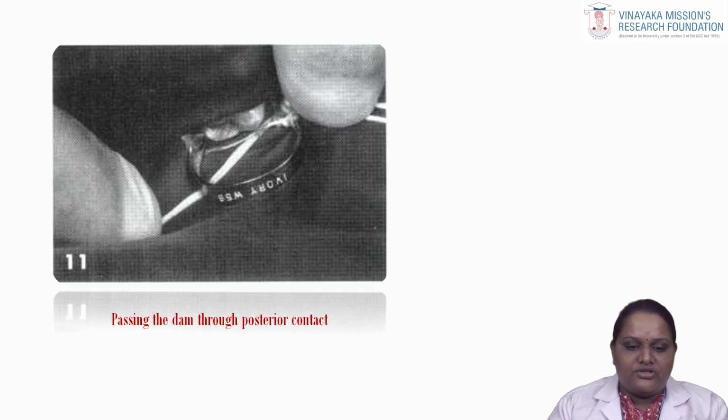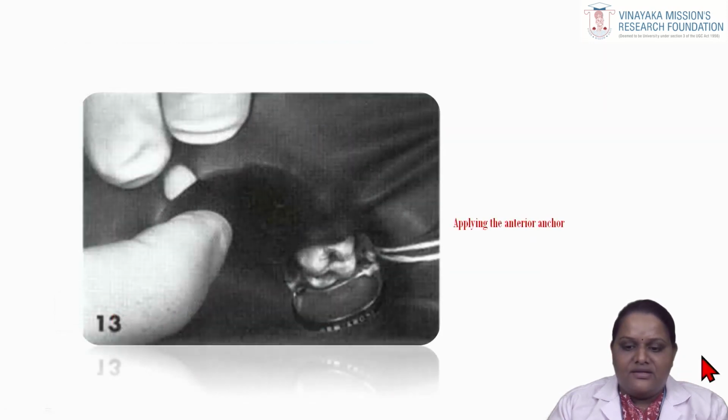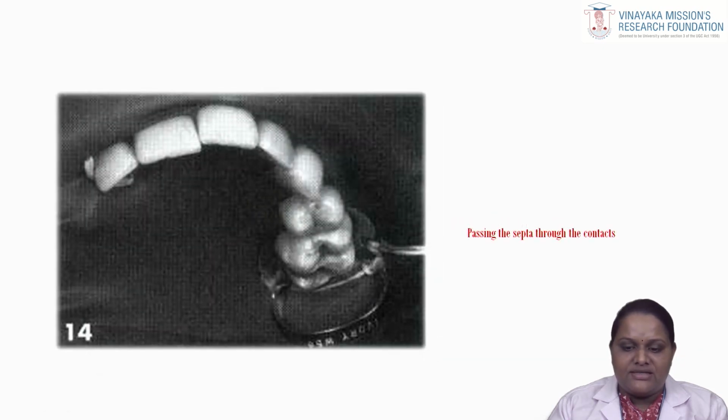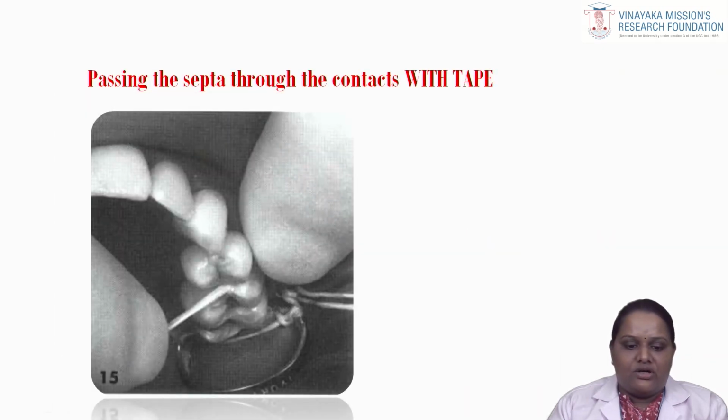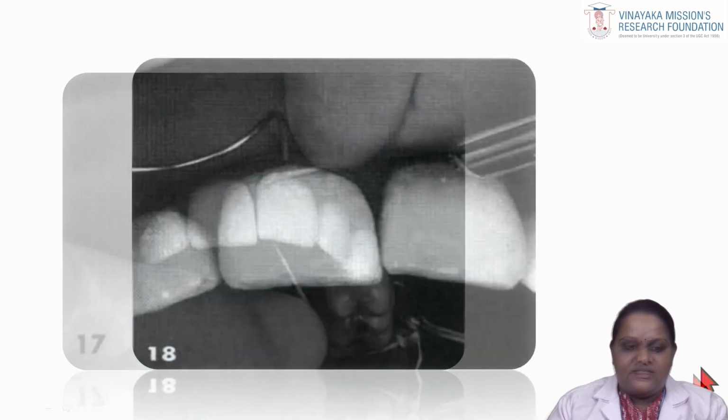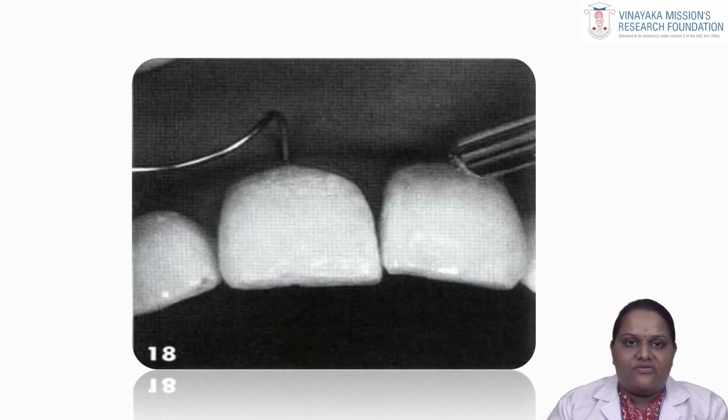Passing the dam through the posterior contact, then applying the anterior anchor, passing the septa through the contacts with the help of a tape. So this is how you do it for the anteriors, and see to that there is a proper fit of the rubber dam sheet in all the teeth.